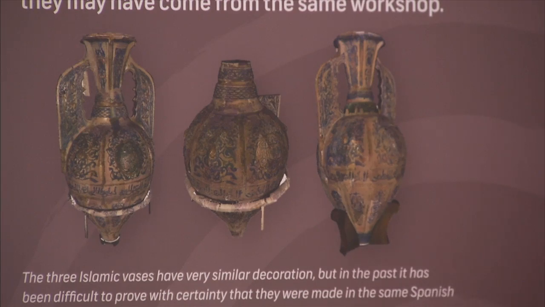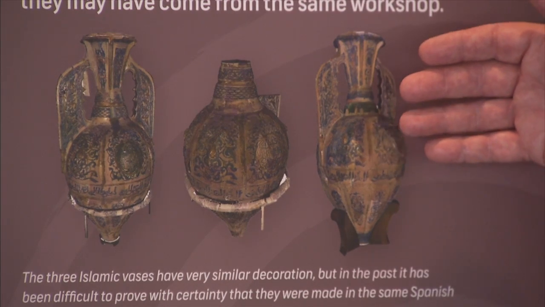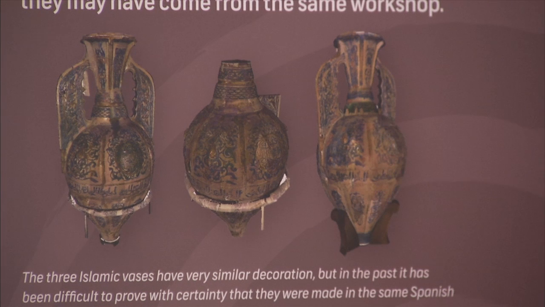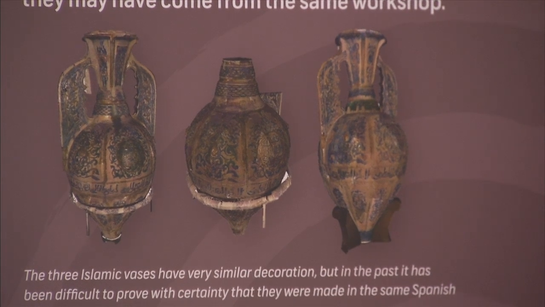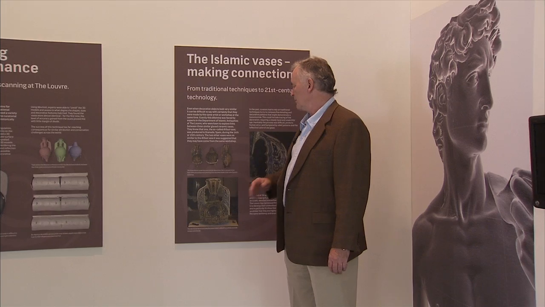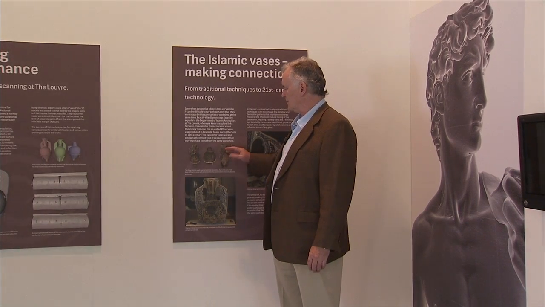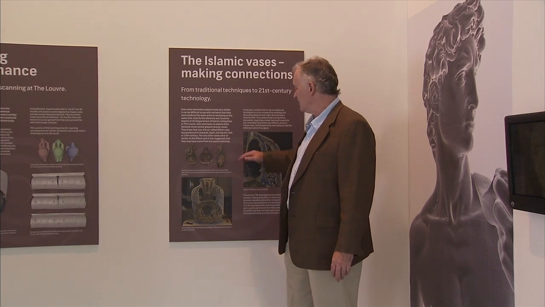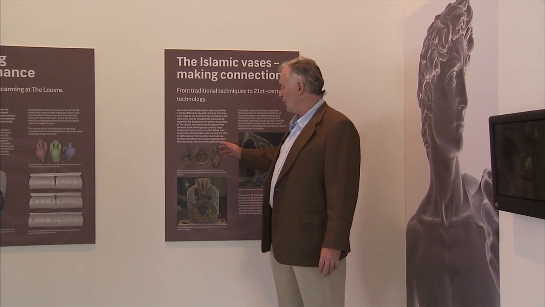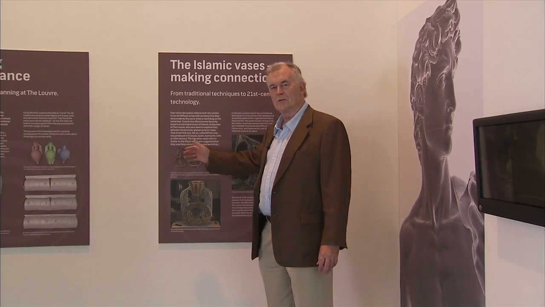In this exhibit, we have 3 Islamic vases which are all owned by the Louvre Museum, but came to them via different routes. The challenge here was to establish whether or not these vases had all in fact started life in the same place. Because of the glaze on these shapes and because of the damage to the different vases, the challenge is to actually work out what the underlying shape is to compare them.